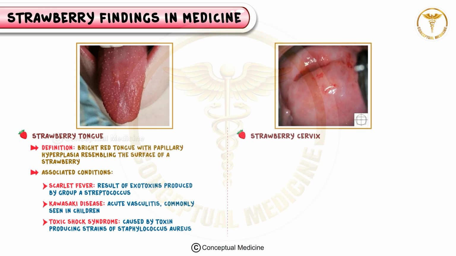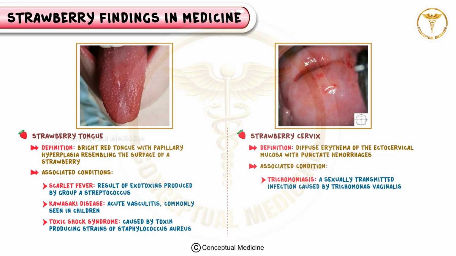Next, we have strawberry cervix, which describes a cervix that appears diffusely red with small punctate hemorrhages, giving it a strawberry-like look. This is typically seen in trichomoniasis, a sexually transmitted infection caused by Trichomonas vaginalis. The intense inflammation of the cervical mucosa leads to the characteristic hemorrhages.